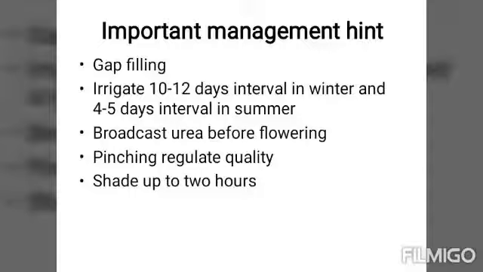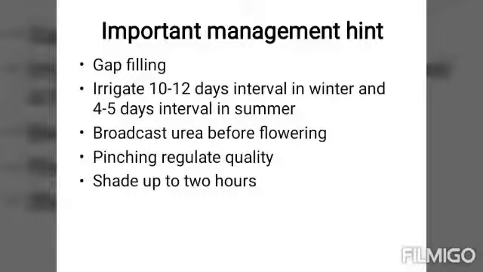Now we'll come to the important management hints. These are some of the important management hints that you have to keep in mind while you're doing the cultivation of the annuals. Firstly, you have to do gap filling. And then second is irrigation at 10 to 12 days interval in the winter season, and 4 to 5 days interval in the summer season. So you have to irrigate in this order.